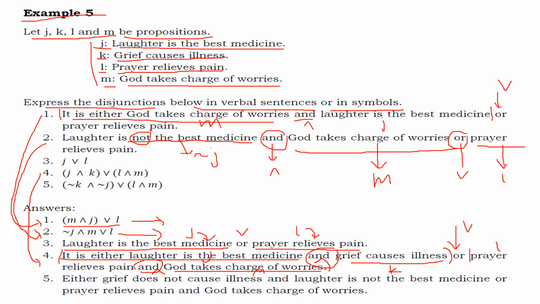Now for number 5, we apply negation to K, we apply negation to J, and we apply conjunction between negation K and negation J.